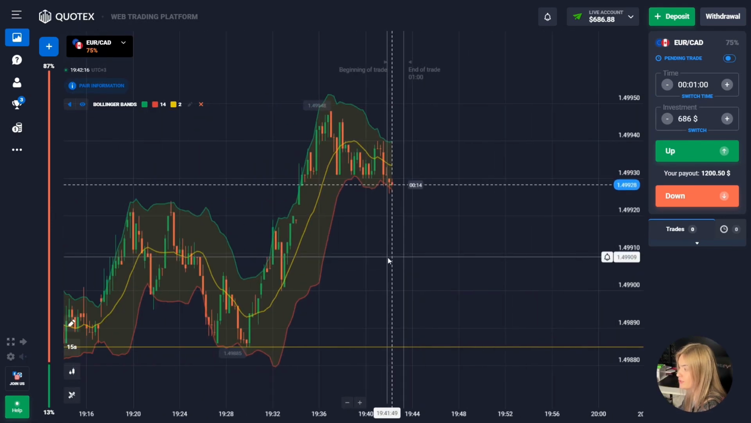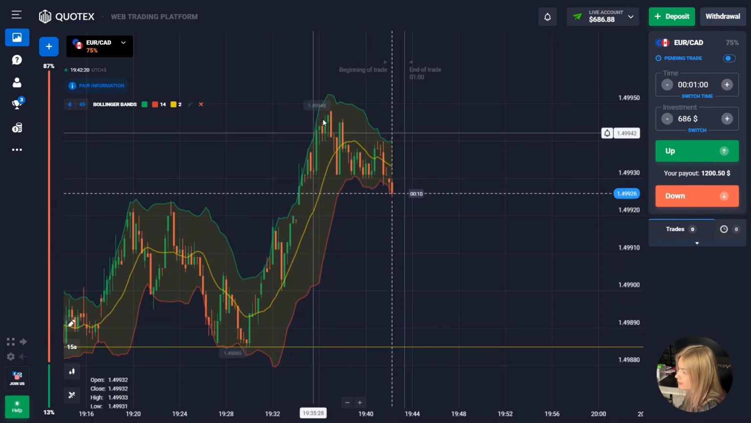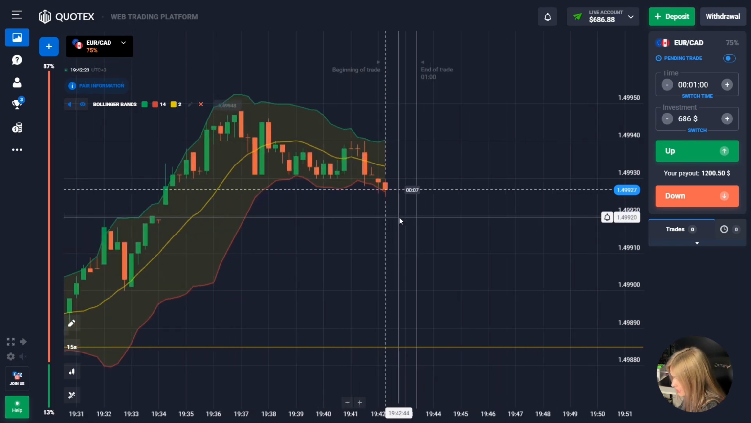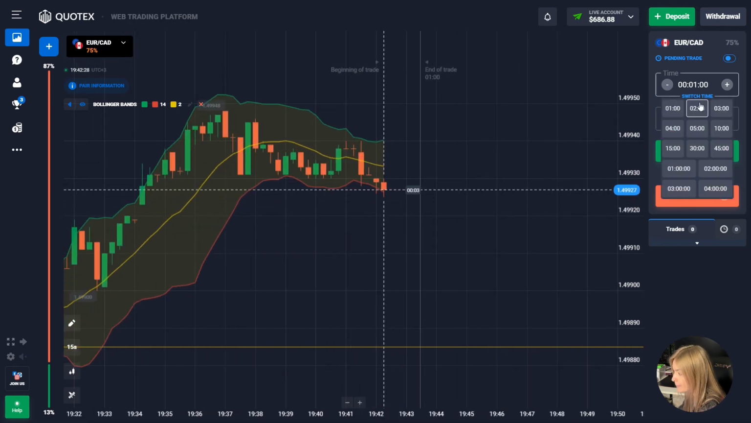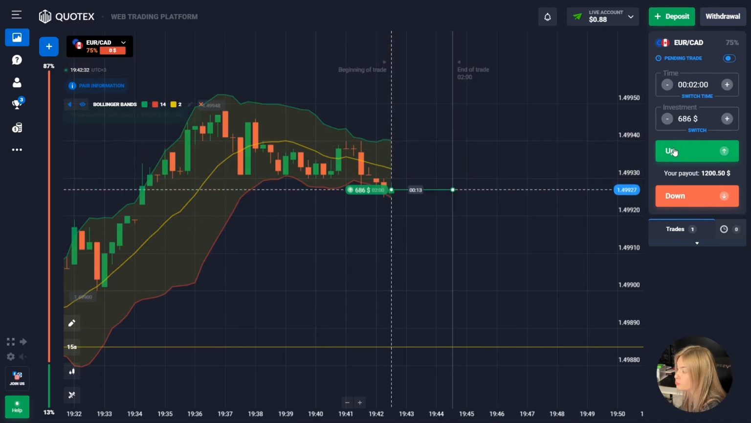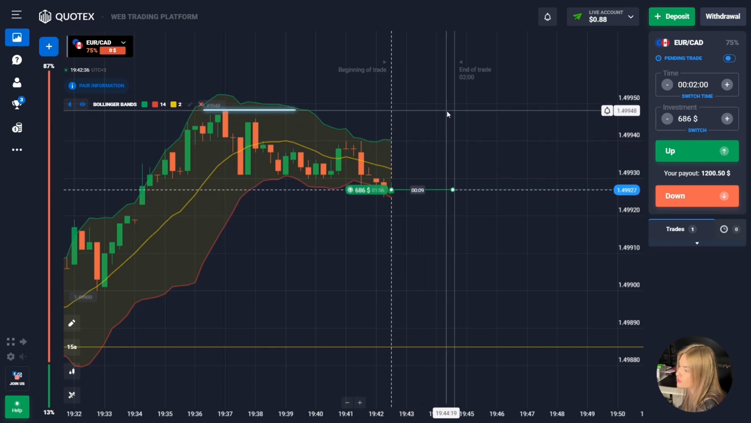Alright, here we have a support level at the bottom and the price showed good growth from the level. At the same time, at the moment, the price touched the lower limit of the indicator and here we will open a deal for 2 minutes up, because I think that the price will continue to move up in an uptrend. Also, we still have enough space to reach the maximum point on the chart.